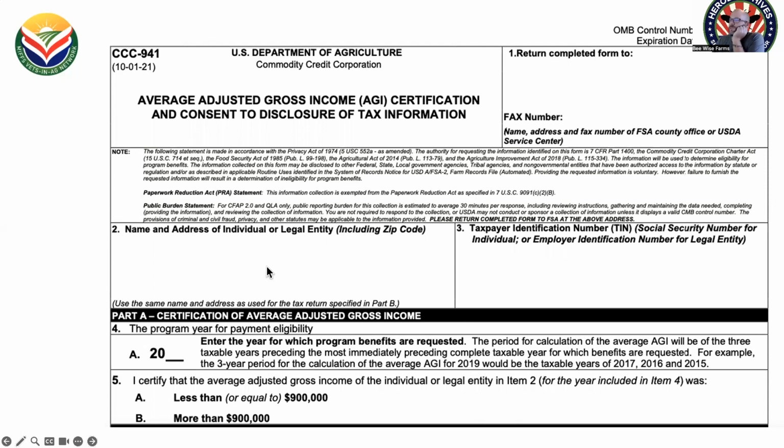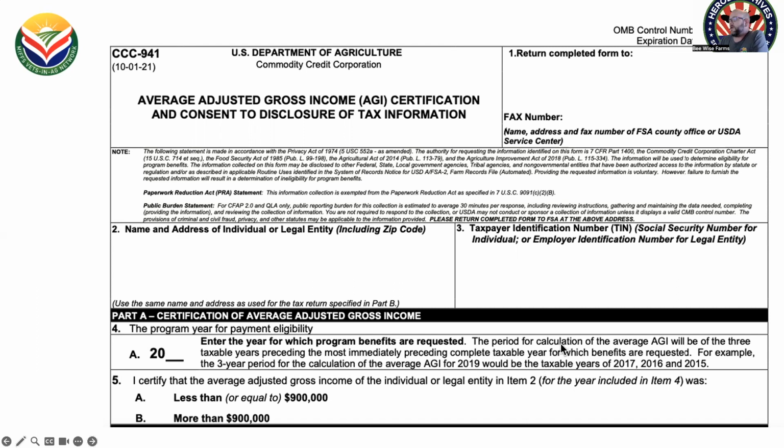All right, so this is a pretty easy one to fill out. Name and address of the legal entity, including the zip code, your taxpayer identification number, and then we get into Part A, the certificate of your average adjusted gross income. The program year for payment eligibility, because this is to determine if you're eligible for certain programs, so you're going to be receiving payments many times. Enter the year for which program benefits are requested. So if it's 2023 that you're requesting benefits, you're going to write 2023 in there. Likelihood is that if you're applying for 2024 benefits, you're going to write 2024 and so on, right? So whatever year you're getting ready to produce in, that's what you're going to write there.